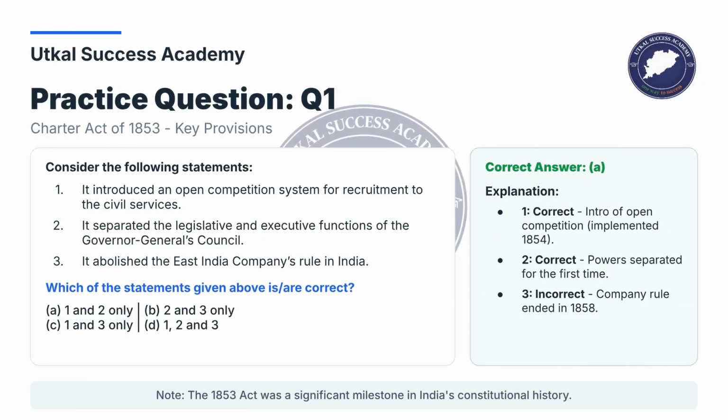Question 1 on the 1853 Act. The Act introduced open competition and separated legislative and executive functions. However, the company rule ended in 1858, not 1853. Thus, statements 1 and 2 are correct, making option A the answer.